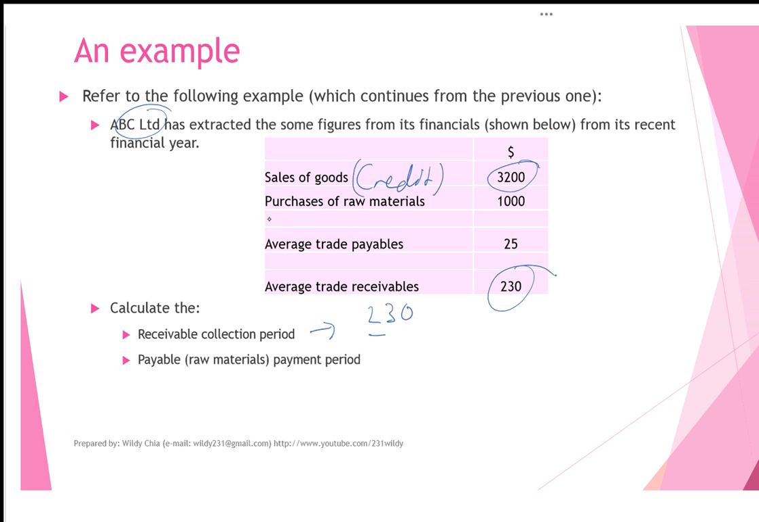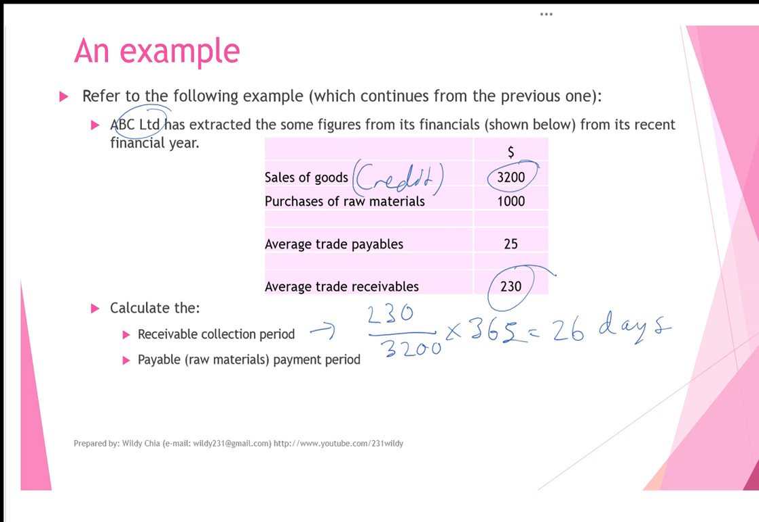Let's input this into the formula that I went through just now. Average trade receivable 230 divided by sales of 3002 multiplied by 365, which gives us very simply 26 days. That's quite simple.